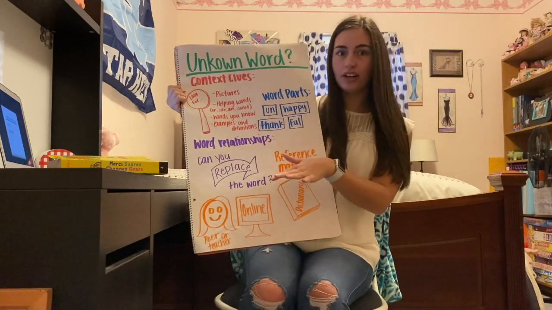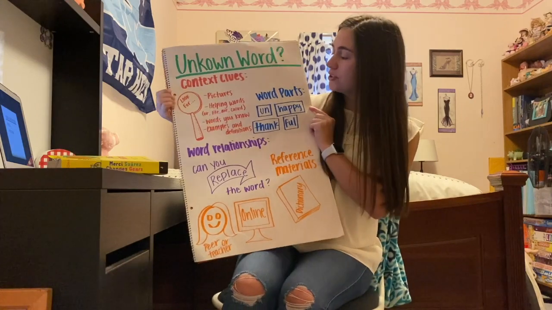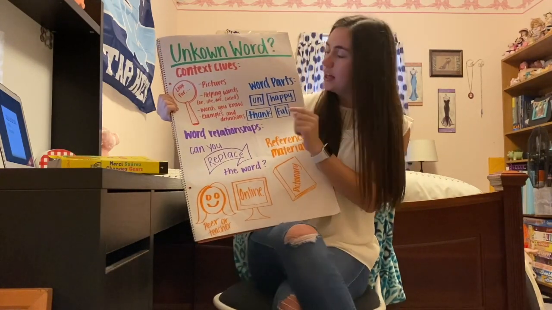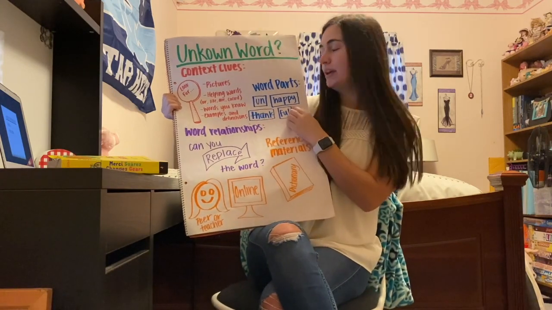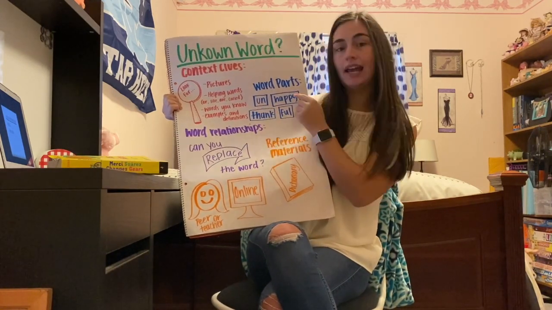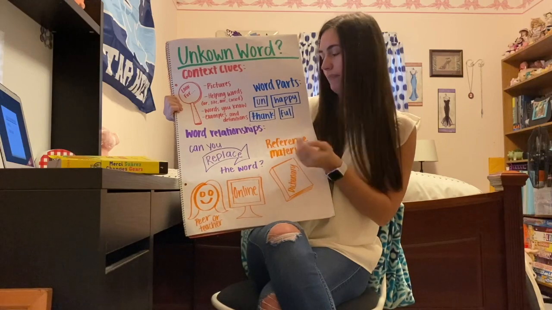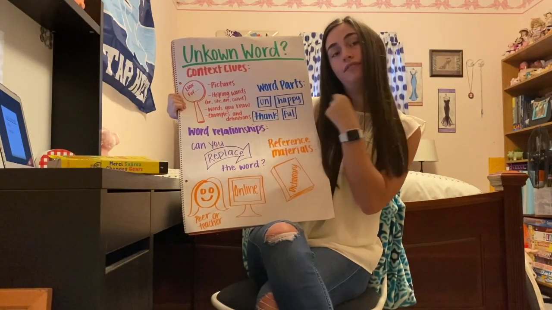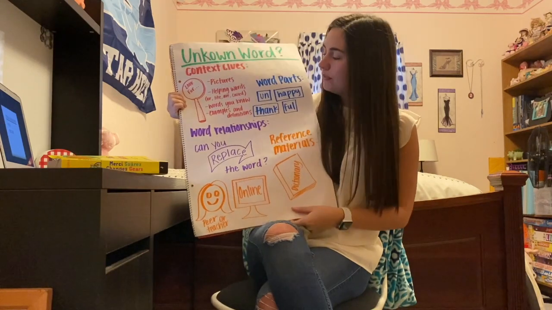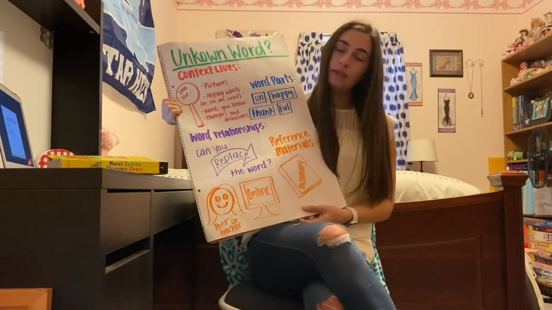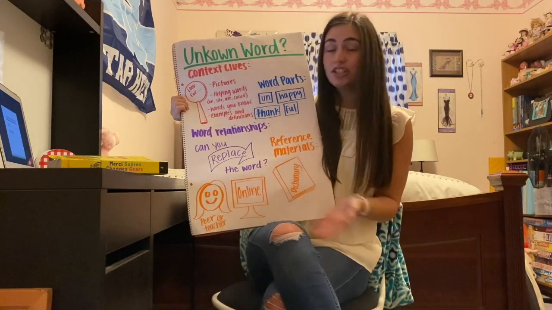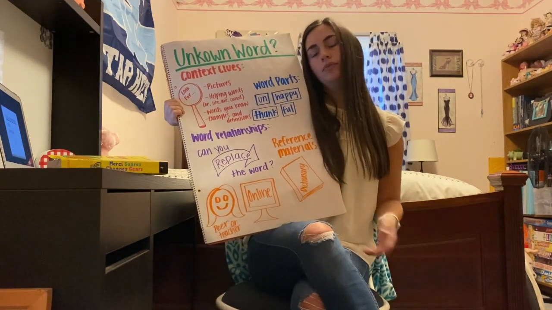And if we can't figure out the word with context clues, we can also look at word parts, so how a word is broken up. So if we have the word unhappy, we can break it up into un and happy, so we can tell that they're not happy. Or thankful, we can break the word up into thank and full. And then we can also look at word relationships, so 2 words that can mean the same thing.